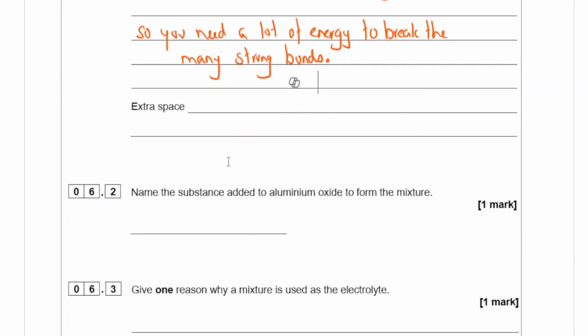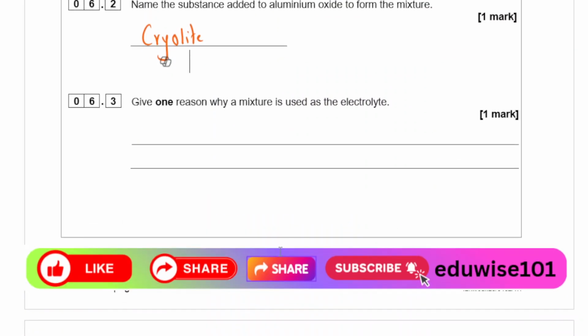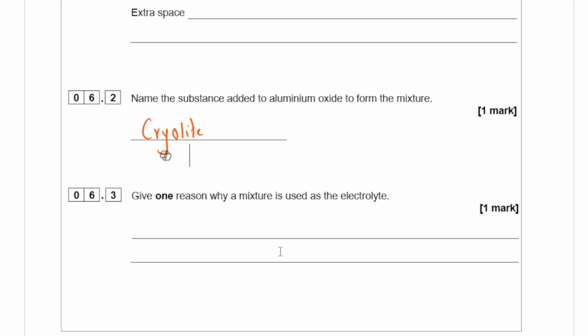(6.2) Name the substance added to aluminium oxide to form the mixture. That will be cryolite. Cryolite. Right? Make sure you get the spelling right. You don't need to know the formula for this. Give one reason why a mixture is used as the electrolyte.